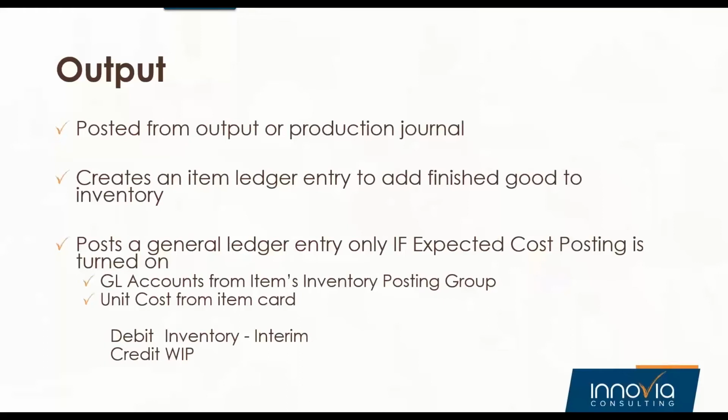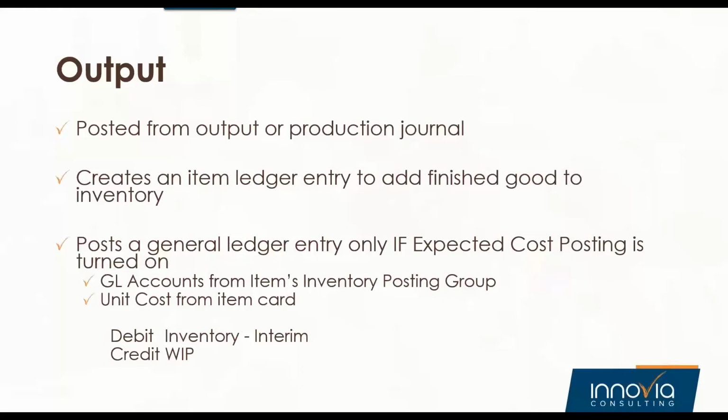And similar to what John mentioned earlier on raw materials, the unit cost it uses to post that expected cost is the unit cost from the item card. If you're running standard, of course, your unit cost is standard, so it'll be the standard cost. But if you're running FIFO, LIFO, or anything other than standard, it's going to use the unit cost, which is an average. It doesn't know the actual cost yet. It has to roll all that up once the production order is complete. So it'll be the average when it's FIFO and LIFO.